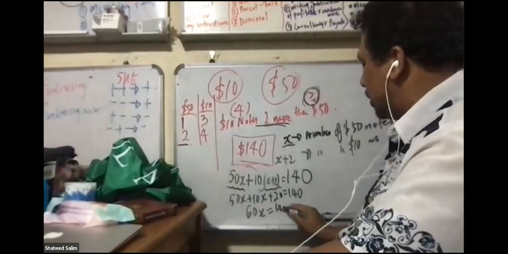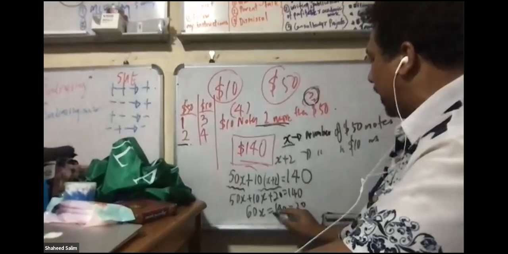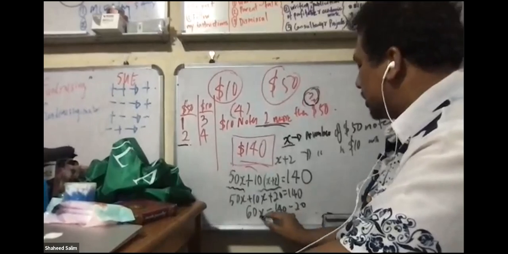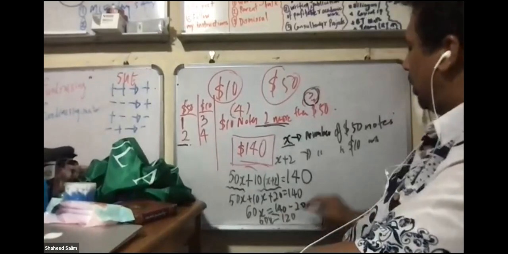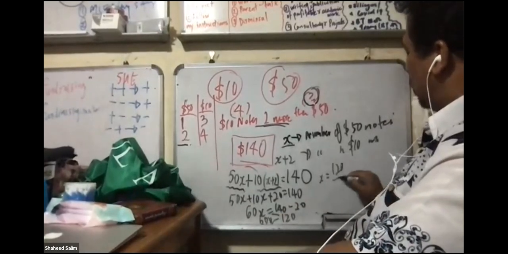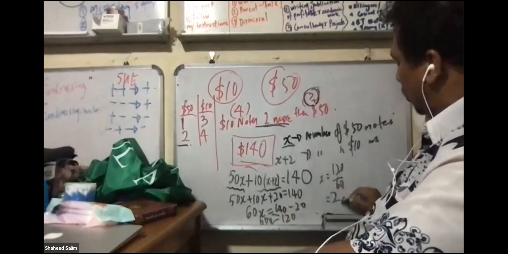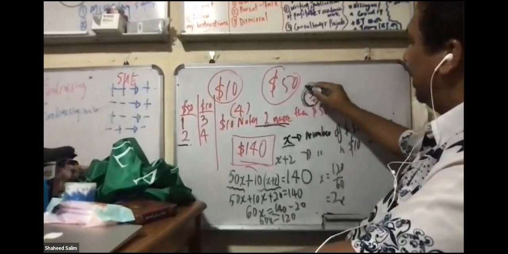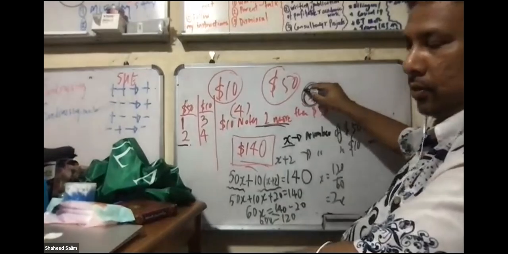60X equals 140 minus 20. I'll bring it over there. Equals 120. 60X equals 120. X equals 120 divided by 60. X equals 2, which is correct. So now what does it mean?